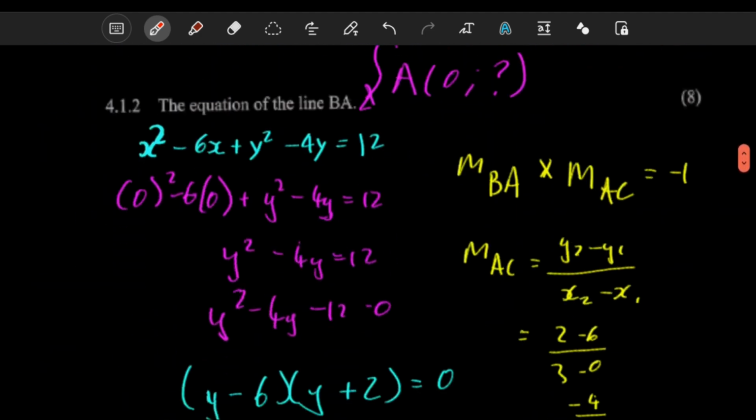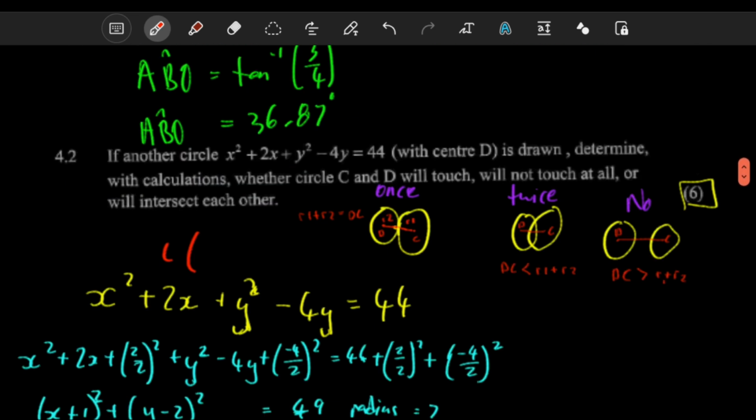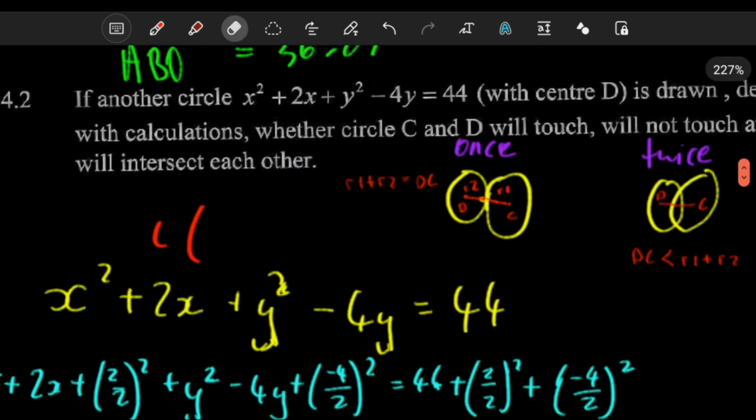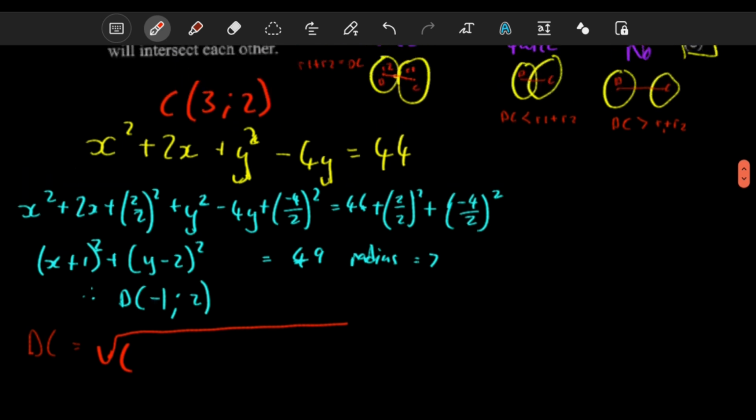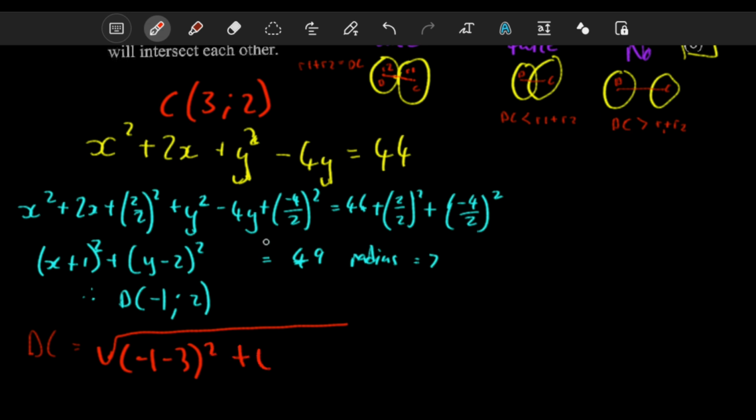C is 3 and 2, right? Let's do this. 3 and 2. So we can start with the x's. This minus that gives you this minus 3 squared, and then 2 minus 2.